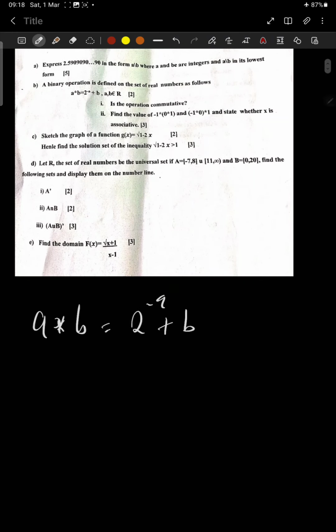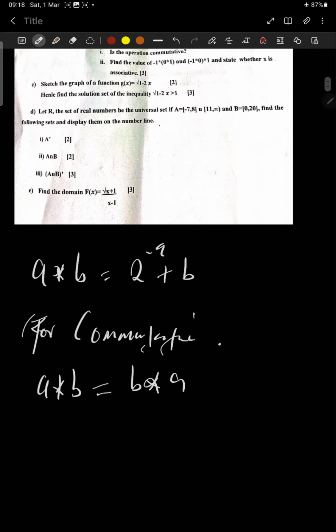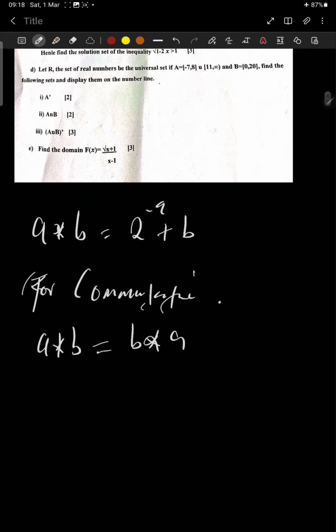So now question 2: a binary operation is defined on the set of real numbers as follows. a star b is equal to 2 to the power negative a plus b, where a and b are real numbers. The question is, is the operation commutative? For commutative, you have to understand that a star b has to be equal to b star a. We already have a star b, we need to find b star a. To find b star a, you should know how this is reading.